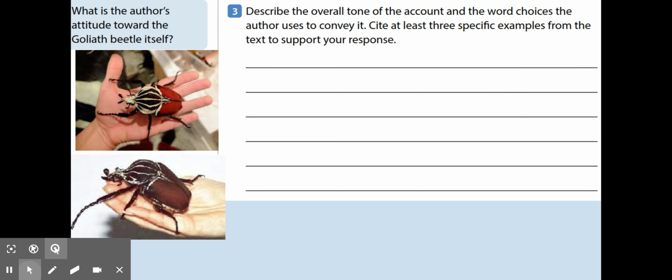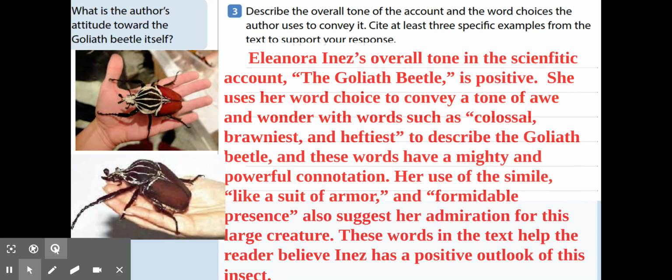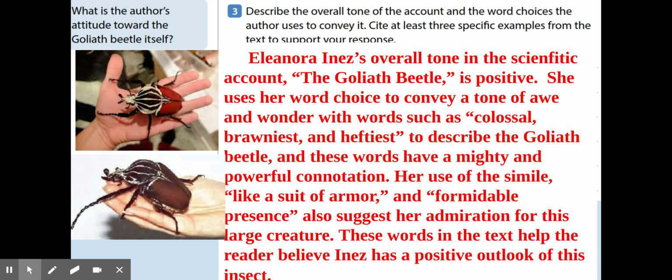And I want to make sure that when you take your quiz tomorrow, you have a very detailed response to look at as an example. So my overall example was Eleanor Inez's overall tone in the scientific account, The Goliath Beetle, is positive. She uses her word choice to convey a tone of awe and wonder with words such as colossal, brawniest, and heftiest to describe the Goliath beetle.